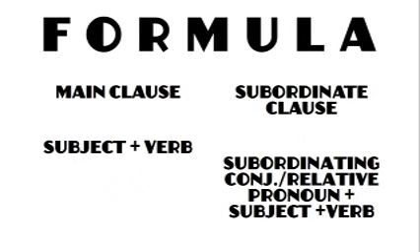Let's review the formulas of the clauses. The main clause has the formula of subject plus verb equals complete thought. Next, the subordinate clause has the formula of subordinating conjunction plus subject plus verb equals an incomplete thought. Lastly, we have discussed the relative clause, which has the formula of relative pronoun or adverb plus subject plus verb equals incomplete thought. And the other formula is the relative pronoun as a subject plus verb equals incomplete thought.